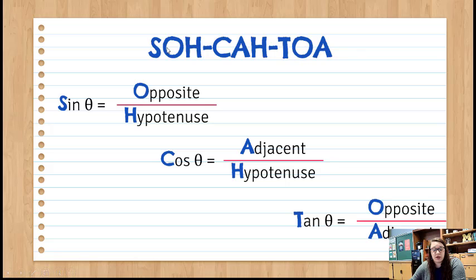So SOH CAH TOA is something that you will need to memorize how to spell. And if you can memorize how to spell these 9 letters in a row, then you know all of these formulas and how to set them up. So knowing this first thing here will give you all the rest.